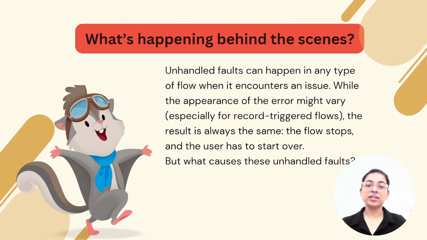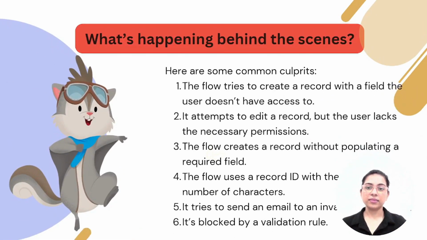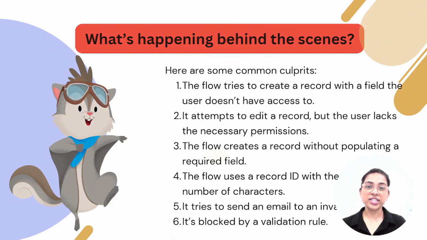But what's actually happening behind the scenes? Unhandled faults can happen in any flow when it encounters an issue. While the appearance of the error may vary, especially for the record-triggered flow, the result is always the same. The flow stops and the user has to start over. Here are some common culprits that can cause these kinds of unhandled errors.